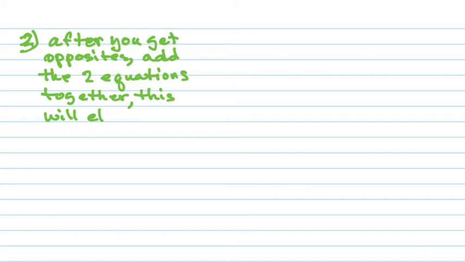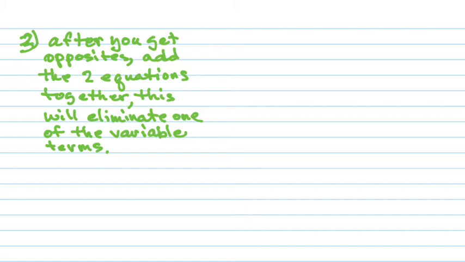Second step. Oh, third step. Sorry, thank you. After you get opposites, and I keep writing that out because I need you to see how important it is. That's the thing that makes the whole thing work. Then add the two equations together. This will eliminate one of the variable terms. It has to, because that's what opposites do, is eliminate each other, right? Okay, give me a second.